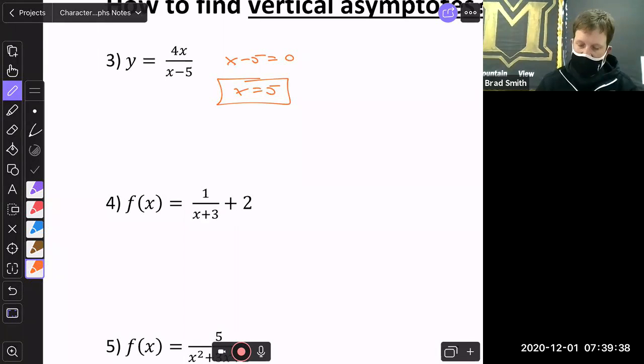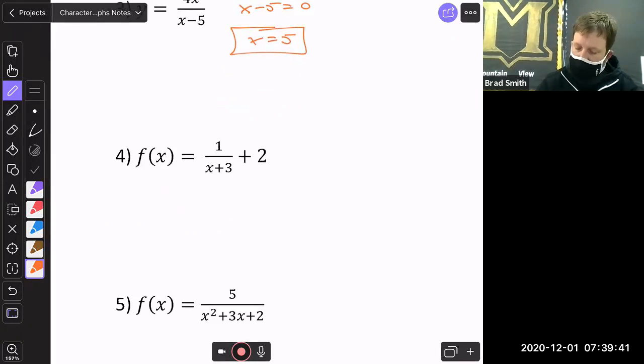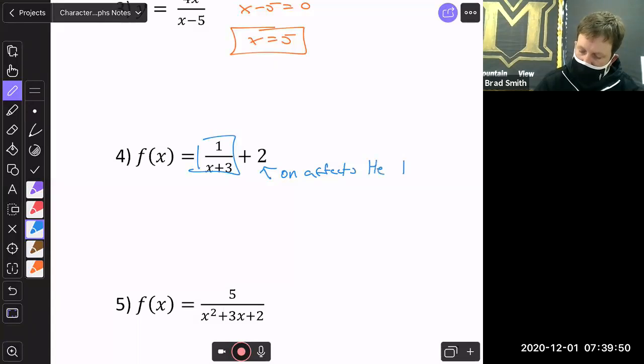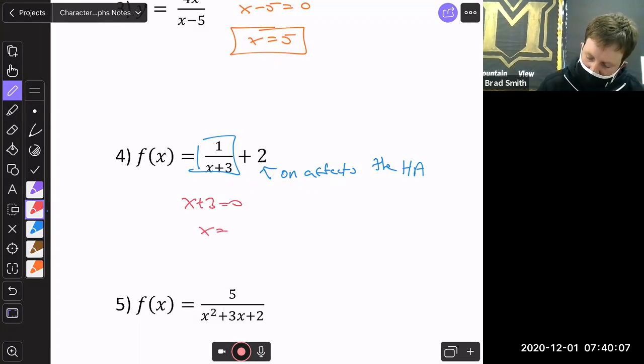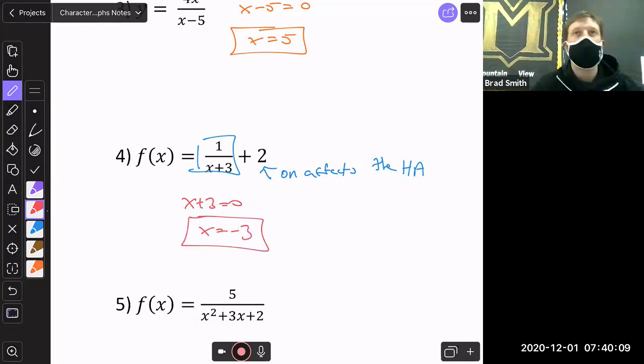Number 4, I got 1 over x plus 3, plus 2. So this is what I'm looking at. That plus 2 on the outside only impacts the horizontal asymptote. So all I'm looking at here is the x plus 3. So my vertical asymptote here is at x equals negative 3.